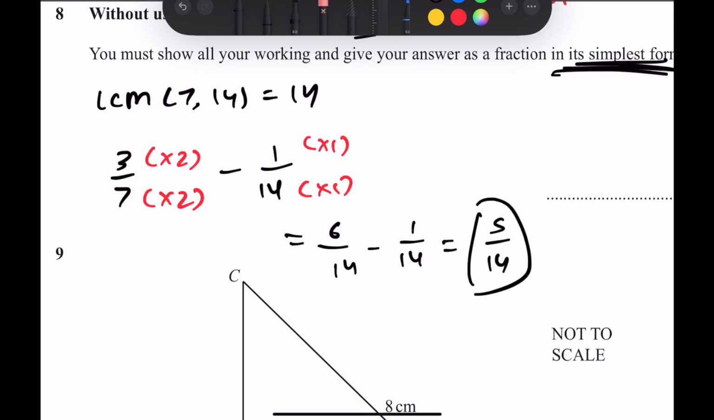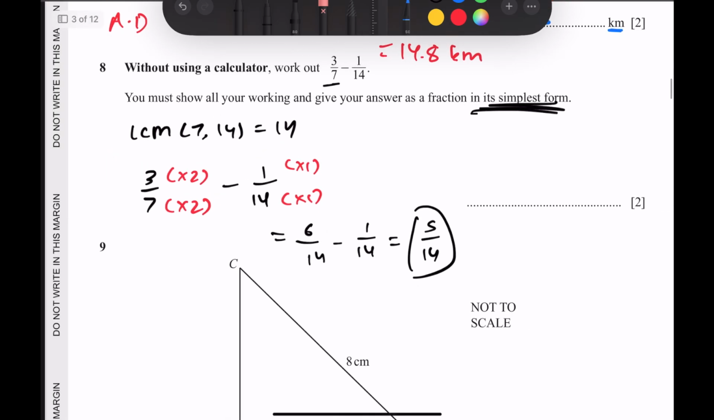The question asks you to give your answer in its simplest form, and since 5 over 14 is the simplest form, it cannot be broken down further. Since 5 is a prime number and 14 does not have 5 as a factor, the final answer is equal to 5 over 14.